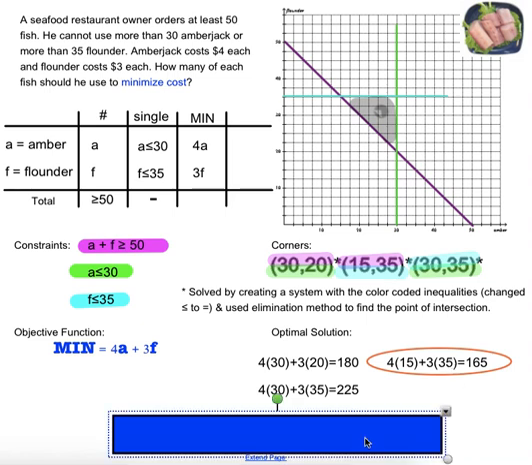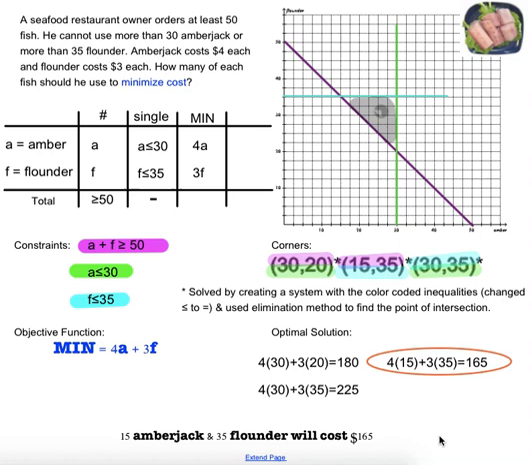So the answer to this math problem is, I am going to need 15 amberjack and 35 flounder, which will cost me $165. Hopefully these examples have been a help for you, and you should now be able to complete the linear programming project.